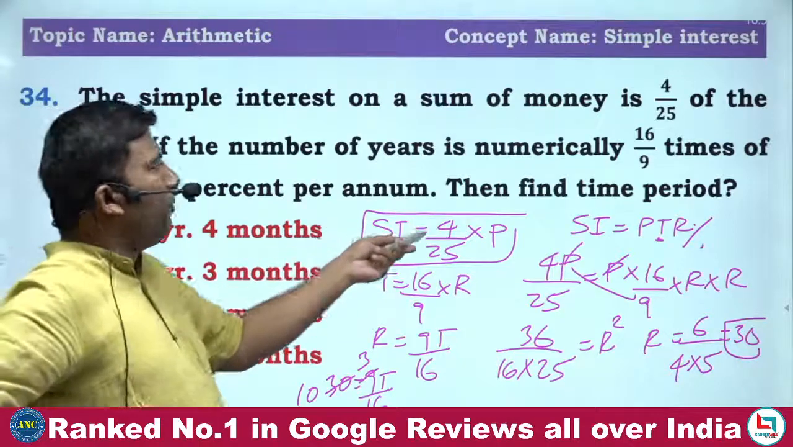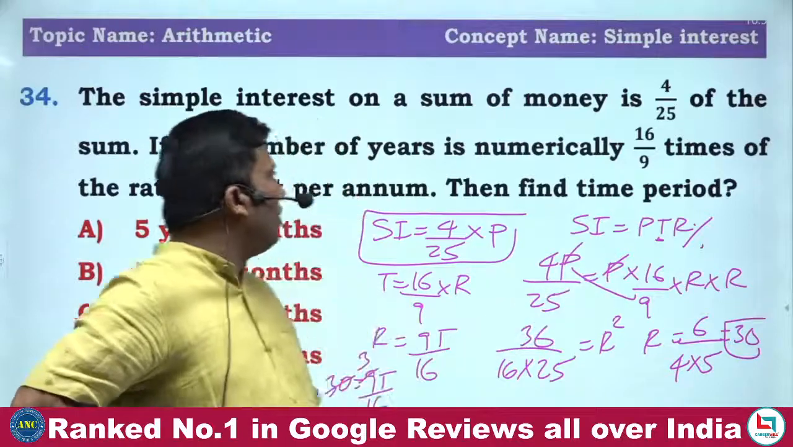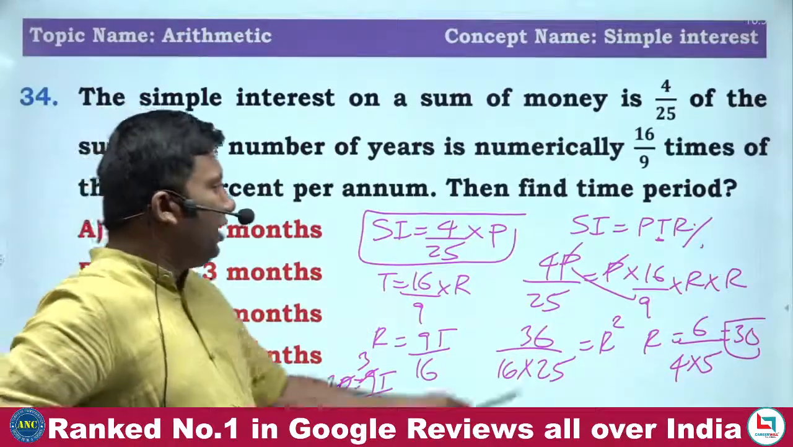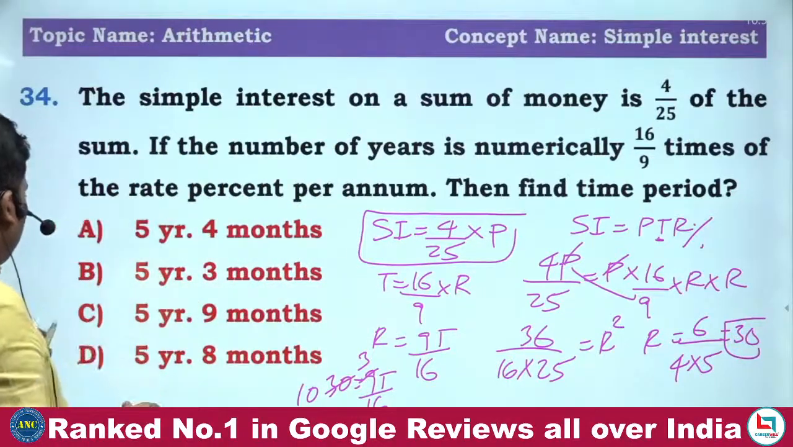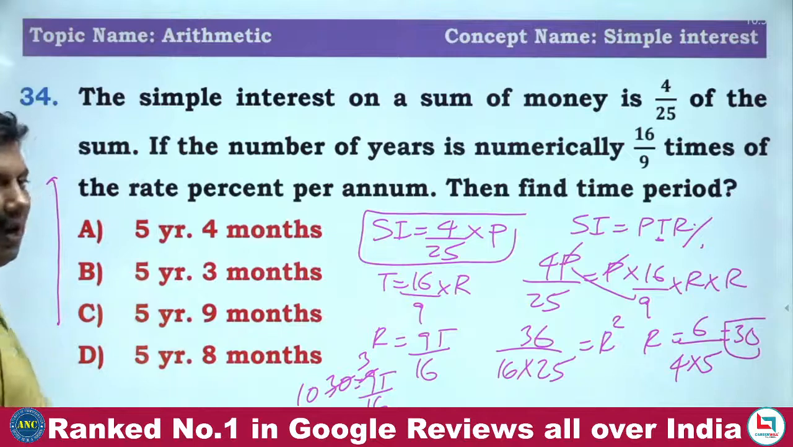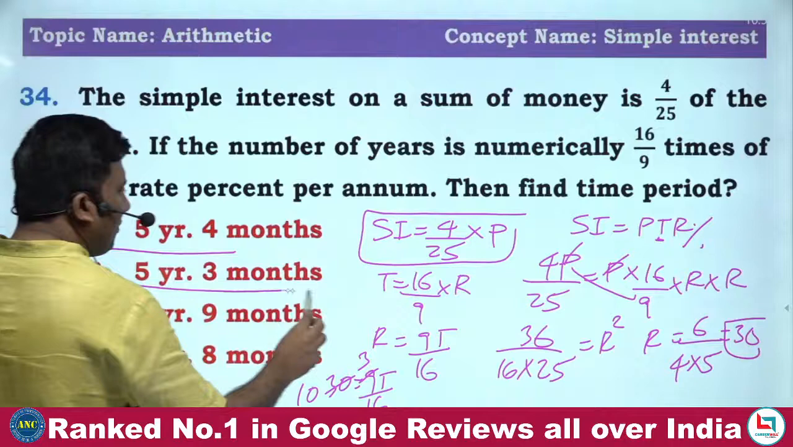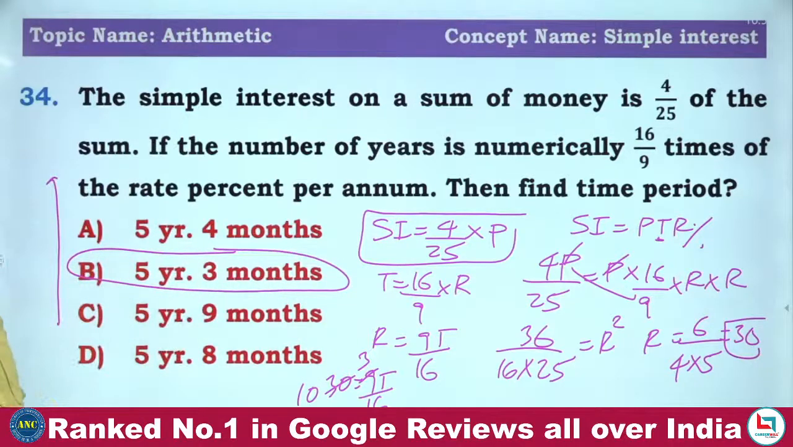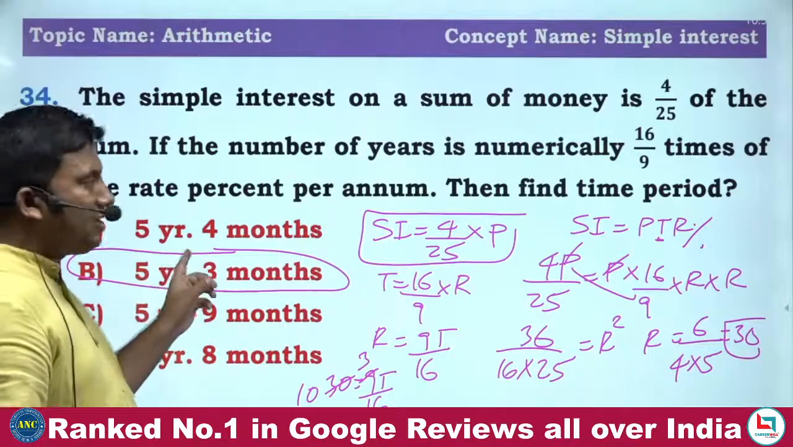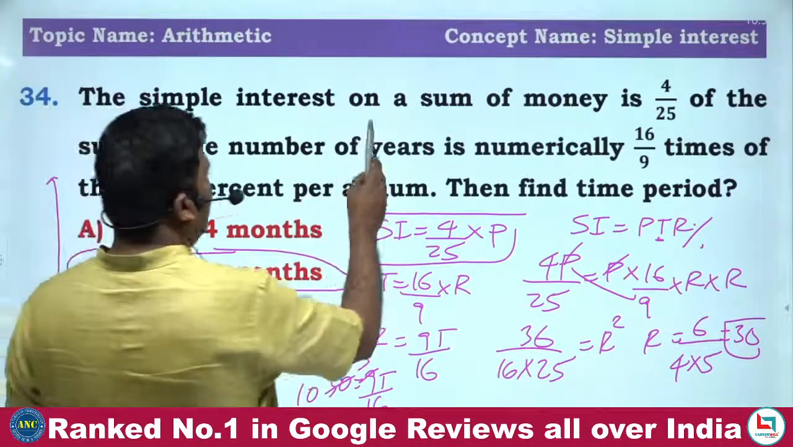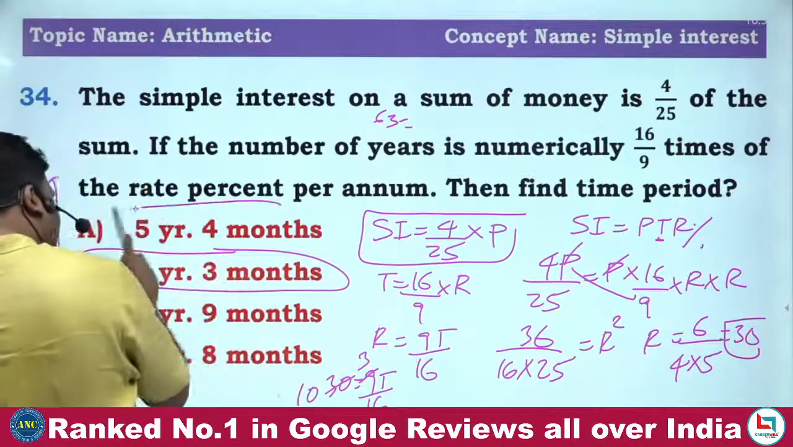Simple interest is 4 by 25 of principal. So 4P by 25 is equivalent to P into time period, which is 16 by 9 of R. Just a substitution. What you do is you go by the bottom up approach. Let me take the time period as 5 years, 3 months. If I take this answer option, let us do it. 5 years, 3 months. 5 12s are 60, 60 plus 3, 63. Or let me take 5 years, 4 months.